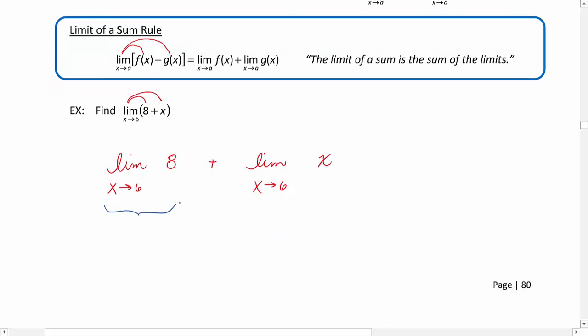Our first one, we have the limit as x approaches 6 of 8, which is a constant. So using our constant rule, we get just 8. Then we need to find the limit as x approaches 6 of x. Here we're using our identity function rule. And this 6 just gets plugged in for the x, and we get 6. The limit as x approaches 6 of 8 plus x is 14.